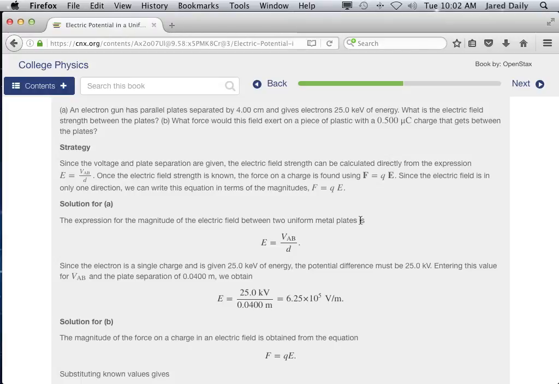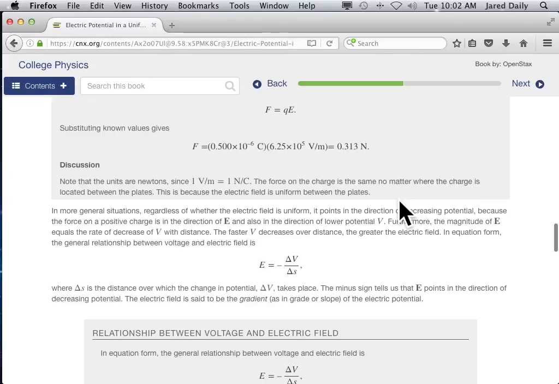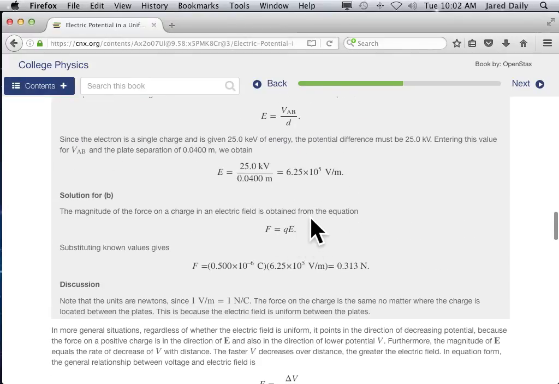So we have 25 kilovolts of potential between the plates, and we divide by the distance between them, 0.04 meters, or 4 centimeters, and we get 6.25 times 10 to the 5th volts per meter. That's how much electric field there is. And to get force from electric field, you just multiply by the charge you're going to put in there. This little piece of plastic has a charge of 0.5 times 10 to the minus 6 coulombs. We multiply that by our field, 6.25 times 10 to the 5th volts per meter, and we get a force of 0.313 newtons.